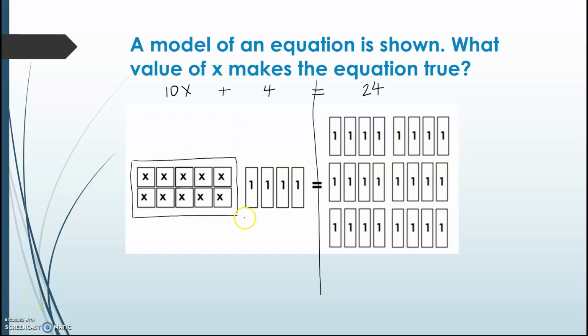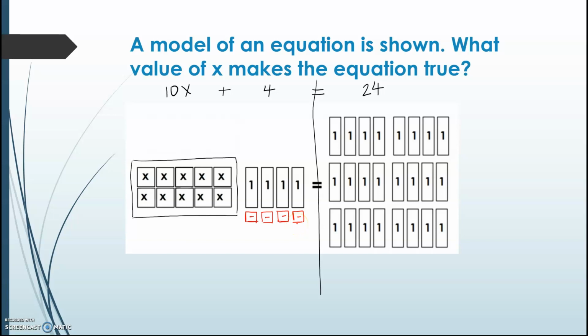A zero pair is that a positive and a negative cancel each other out, right? If I take one step forward and one step backwards, I'm at the same spot. So that's canceling each other out. So a positive and a negative make a zero pair. So I'm adding 1, 2, 3, 4 negatives to this side.